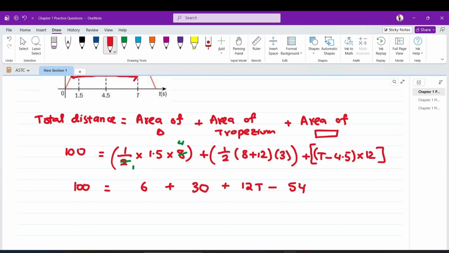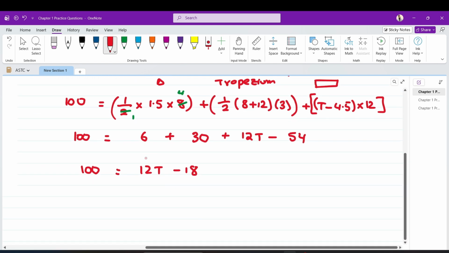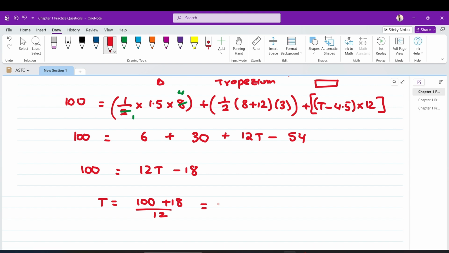Now we have 100 equals 6 plus 30. 6 plus 30 is 36, and 36 minus 54 gives us minus 18. So we have 100 is equal to 12t minus 18. This 18 will be shifted to the other side, and the 12 will be divided. So we have t is equal to 100 plus 18 divided by 12, and that gives us 59 upon 6.